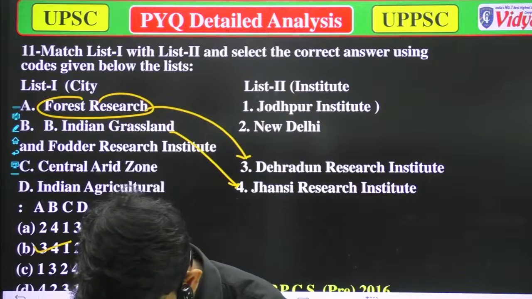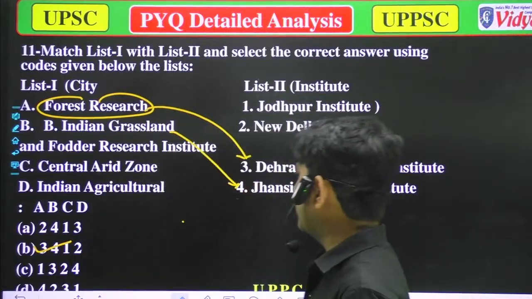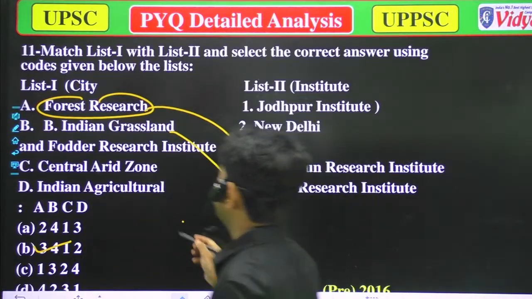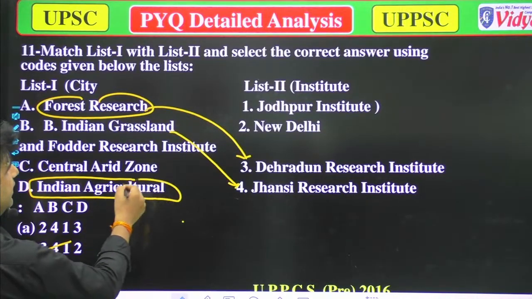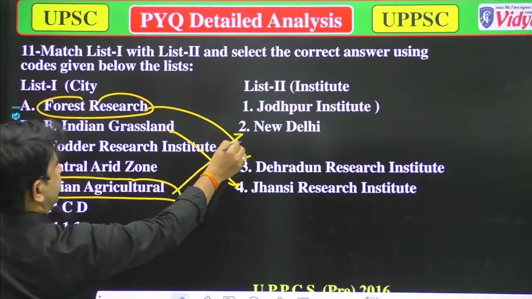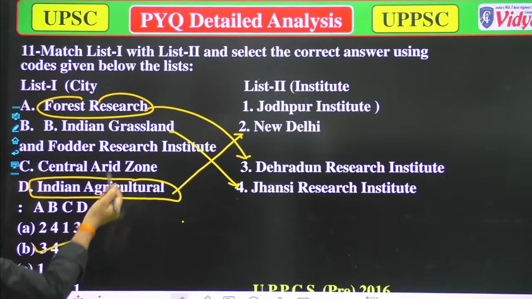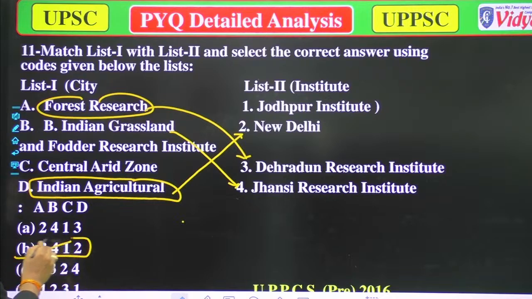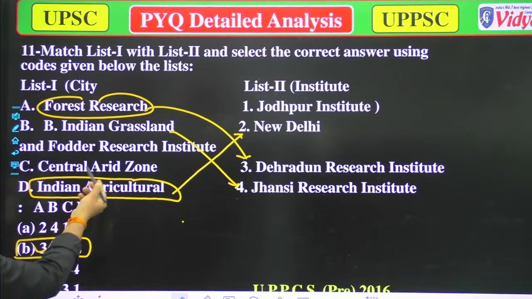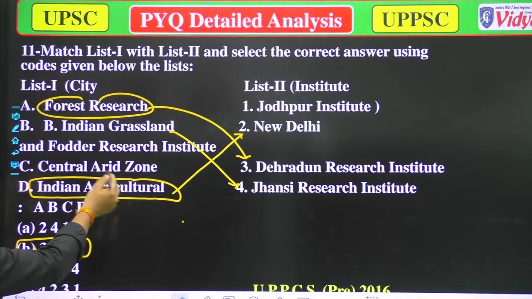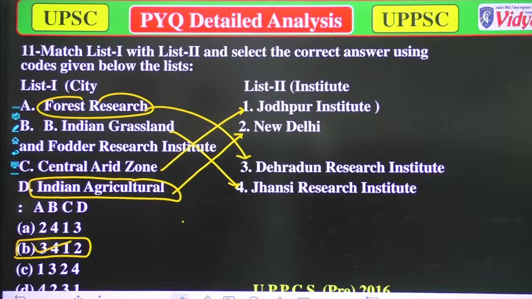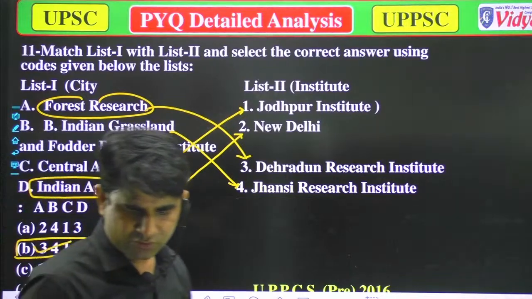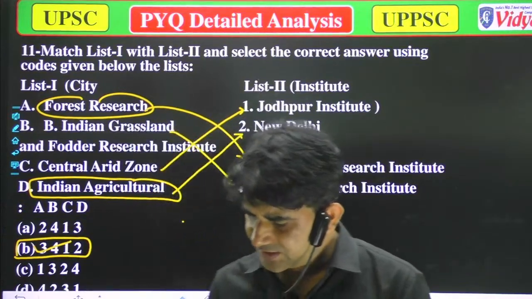Option C. Well, wait a minute. It could be possible that I will be wrong, because the Indian Agriculture Research Institute is situated at New Delhi. So D2, this option is correct. And the Central Arid Zone is situated at Jodhpur.